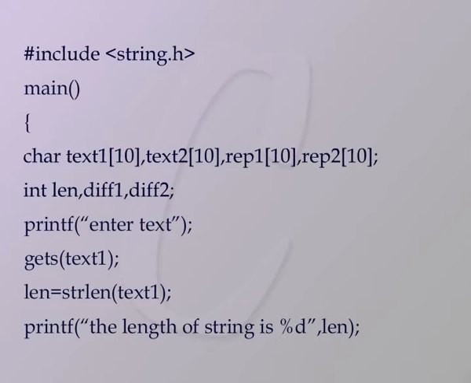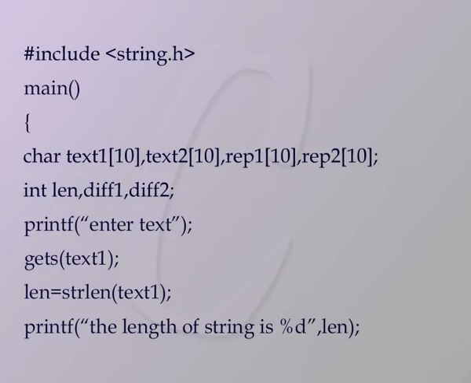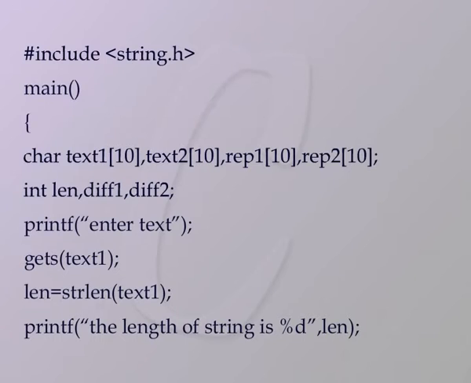We don't have to do anything else, we just have to use the function. So the length of this will be 4, that is entered into this len. So now len contains the value 4. Then I am printing the length of the string, %d, len. So this will be the output, length of the string is 4. This is one of the easiest operations done using the string functions.